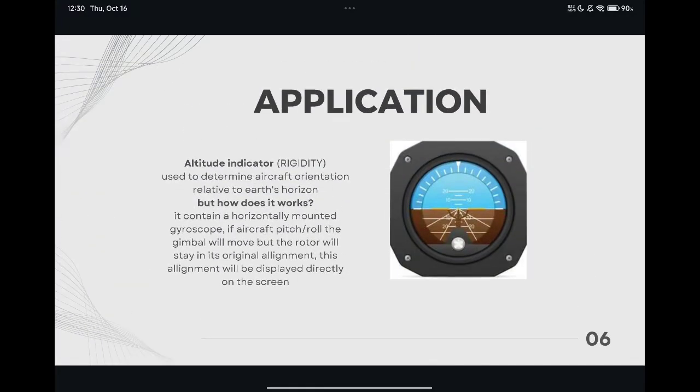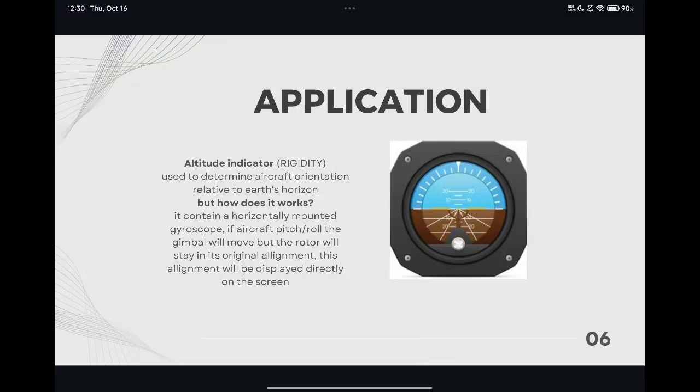So now, I'll be explaining aircraft instrument that uses gyroscope to operate. The first one is altitude indicator. It uses the rigidity principle to determine aircraft orientation relative to the Earth horizon. Here is how it works.